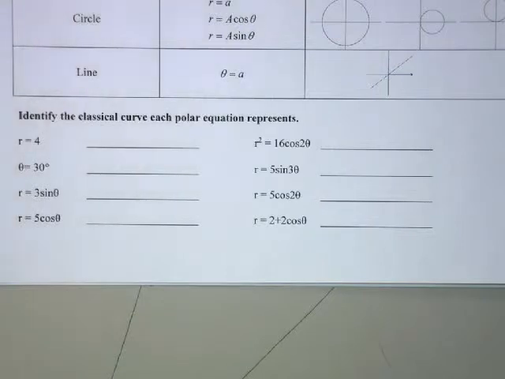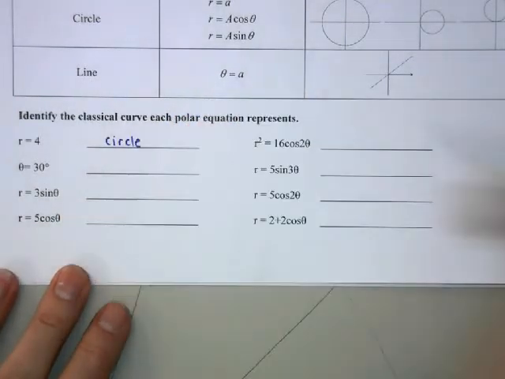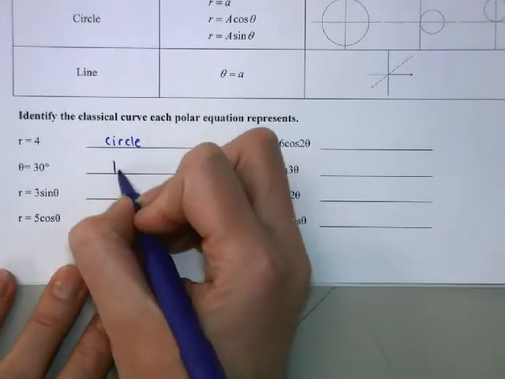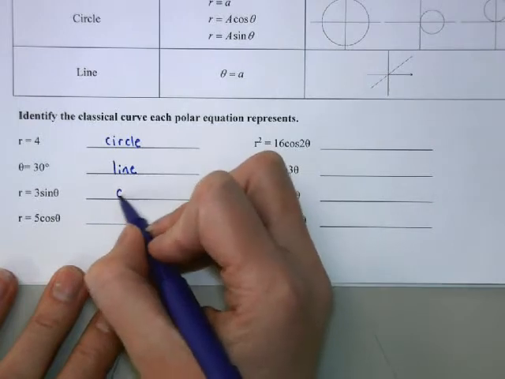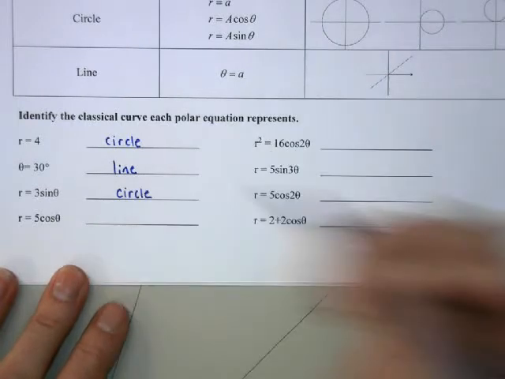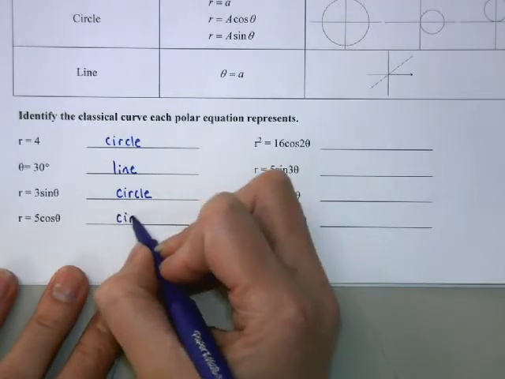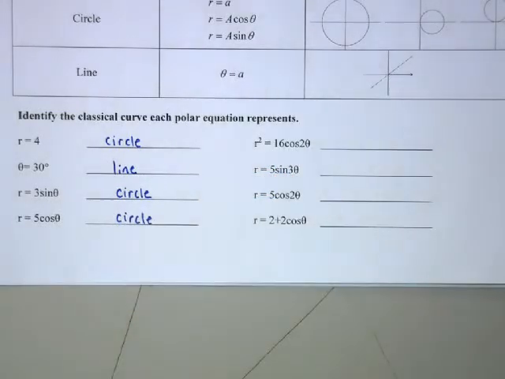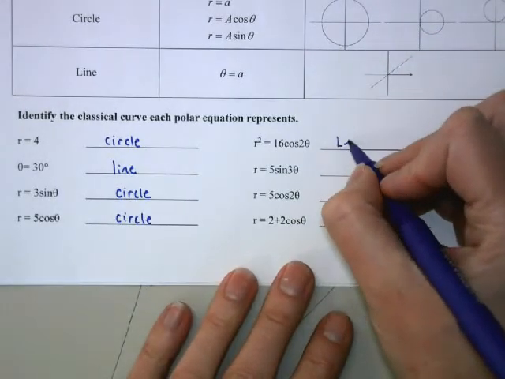Okay, so I encourage you to pause and try to fill in these names. R equals 4 is a circle. If you go around 4, theta equals 30 will be a line. R equals 3 sine theta will also be a circle, symmetric to the y-axis. 5 cosine theta will be a circle, symmetric to the x-axis. This one here is a lemniscate.